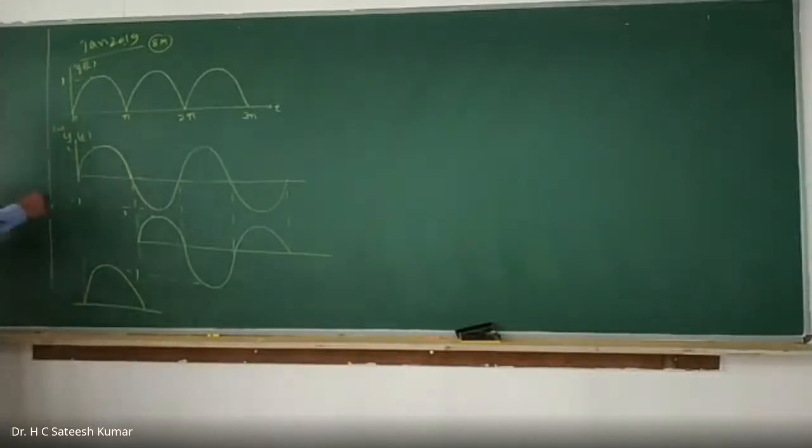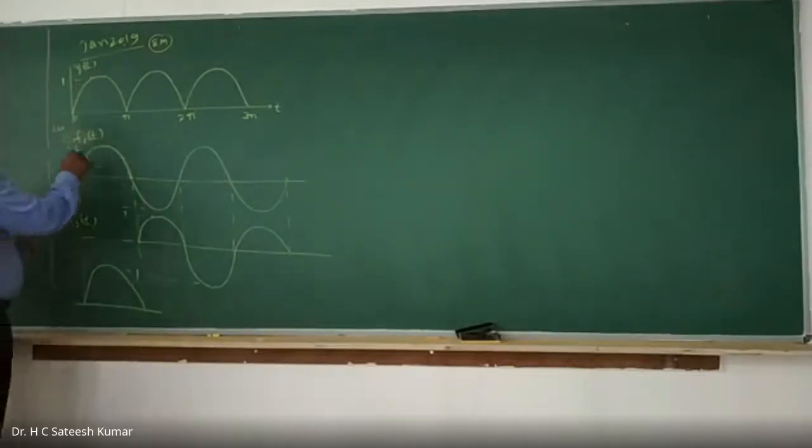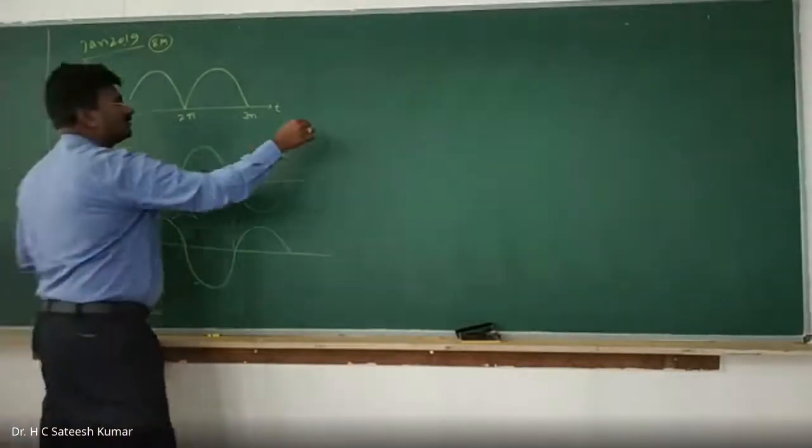So, to get the y1 of t, what is this one? First one, y1 of t, if you want to get it, what you should do is add this one, f1 of t, and this you call it as f2 of t. Therefore, y1 of t, I'll write it this way. y1 of t is this one.